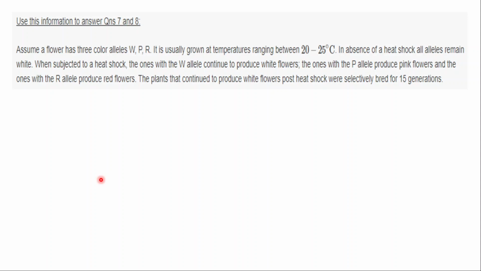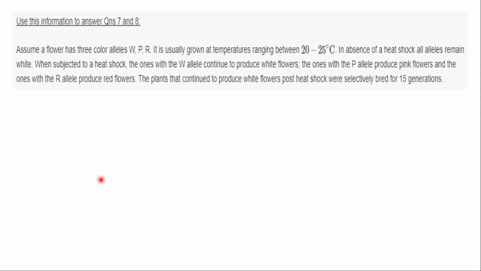So W will remain white, P will produce pink and R will produce red flowers when the heat shock is given, or when these flowers are grown at higher temperature. The plants that continued to produce white flowers post heat shock were selectively bred for 15 generations. That means the plant with the W allele is bred for 15 generations.